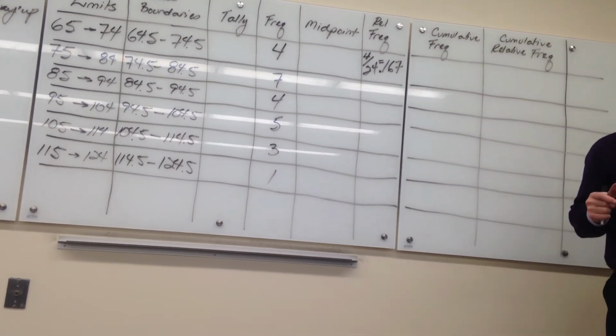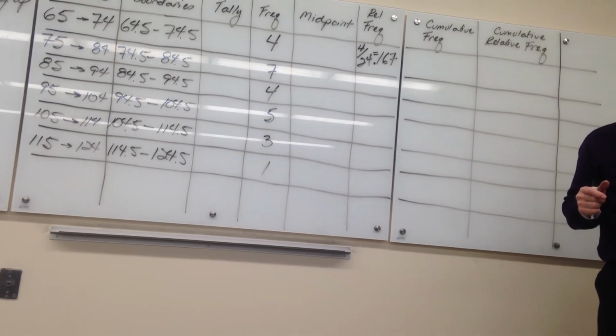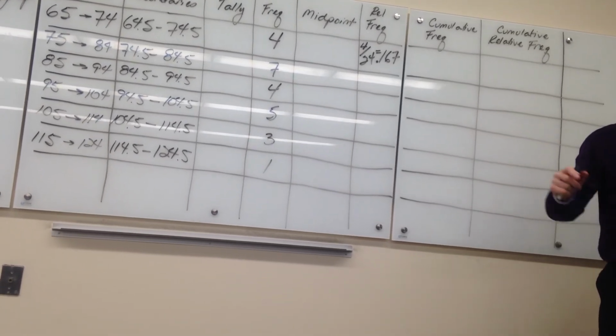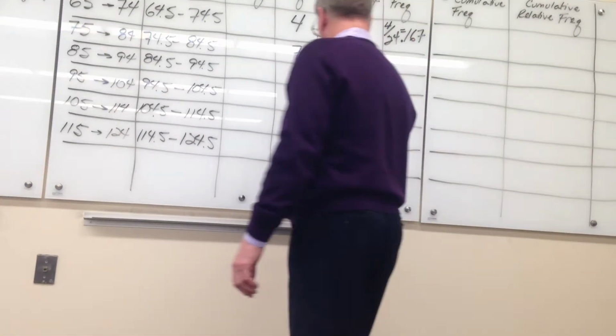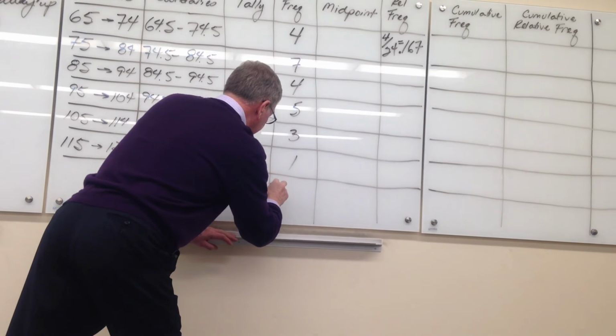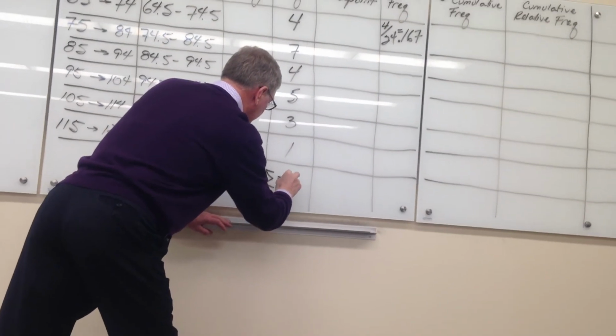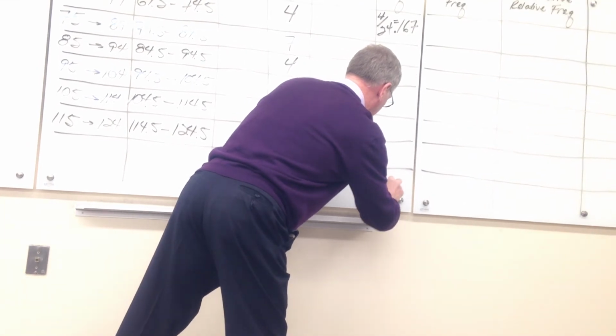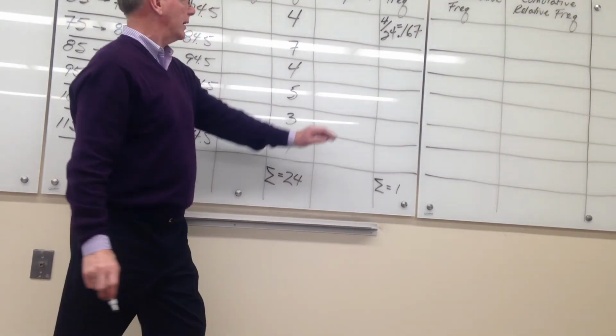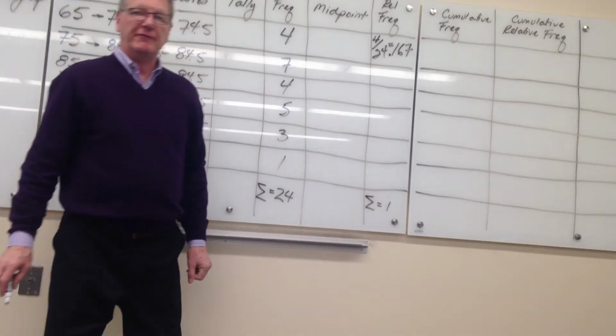And what do they have to add up to, by the way? 1. They got to add up to 1, right? Because that's the whole pie. They got to sum to 1. This must sum to 24. This has got to sum to 1. But what I need is these 5 decimal points.